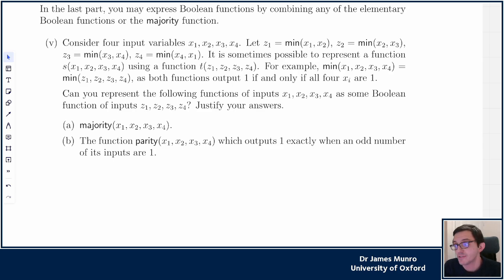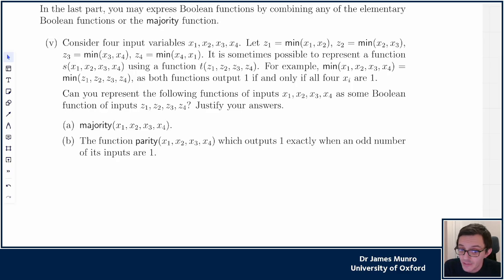Sometimes you can represent your original function on the x variables by using a different function that looks just at the z variables. So it sort of does some pre-computation to work out those z variables, and then just from those z variables it can get the right answers every time.